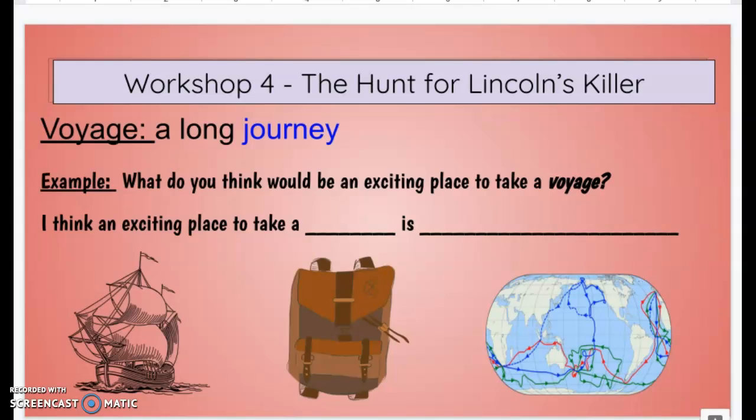So I want you to answer this question. What do you think would be an exciting place to take a voyage? So you'll complete this sentence. I think an exciting place to take a voyage is blank.